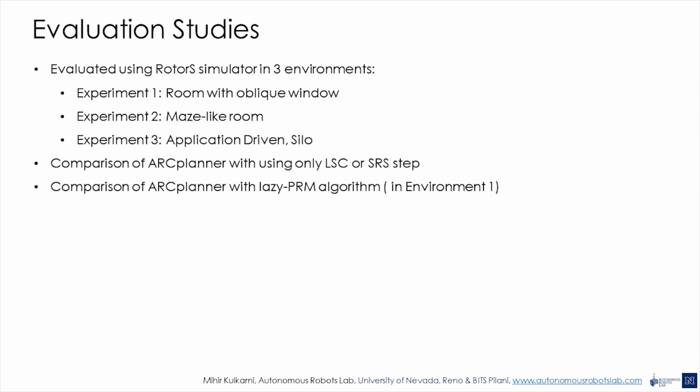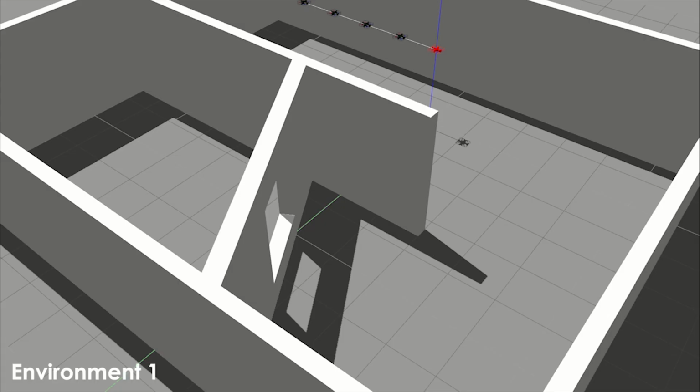To comprehensively evaluate our approach, simulations were performed using the Gazebo-based RotorS simulator. We present our results in two room-like environments and an application-driven case where the robot plans a path inside a connected silo structure. We compare the performance of the ARC planner when only the LSC or only the SRS configurations or both are included. We also compare our approach with the full state lazy PRM and report the results. In this test, the robot has to take a turn and navigate through an oblique window.